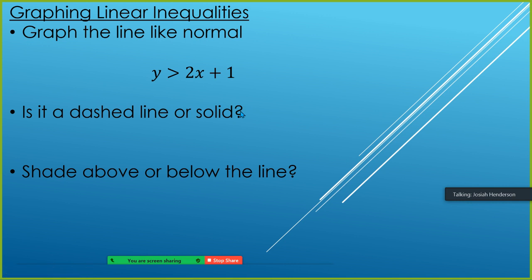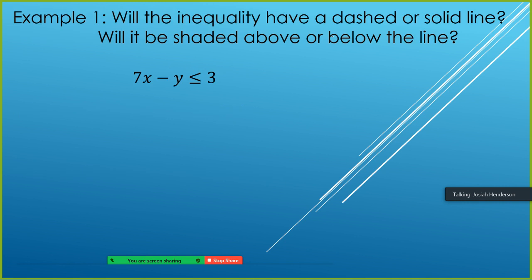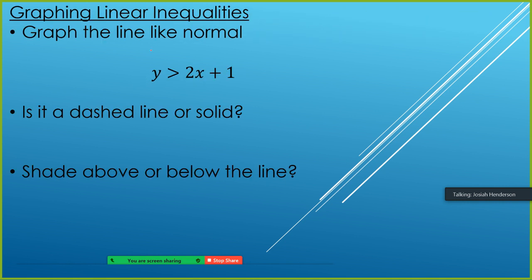Graphing linear inequalities. So here's our 3 steps. I'm going to start this with an example. Our 3 steps are these, what I have in lines. Graph the line like normal. The question you ask yourself: is it dashed or solid? Shade above or below the line? So we're going to treat it as if it was like this.